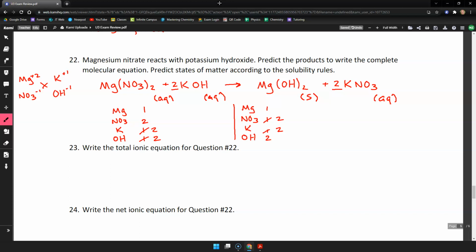Okay, write the total ionic equation. So again, split up anything that is aqueous. So we have Mg plus 2, aqueous. We have 2 NO3 minus 1, aqueous. This 2 goes to both. So there's going to be 2 potassiums with a plus 1 charge, aqueous, plus 2 OH minus 1, aqueous. On the other side, this is a solid, we leave it alone.